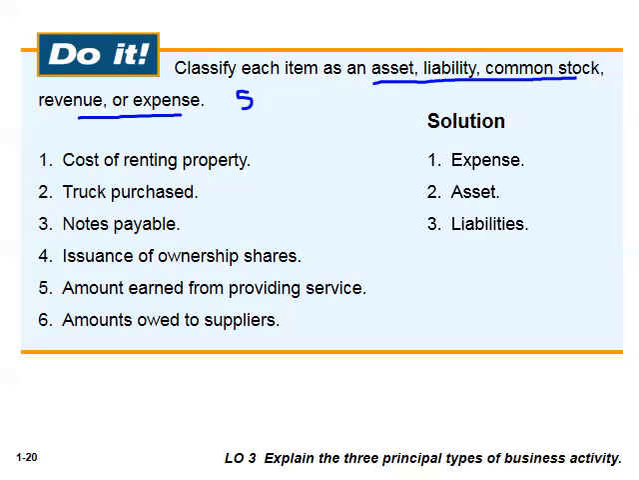Issuance of ownership shares, or stock. When you issue stock in exchange for cash, that's called common stock, which is also called stockholders' equity. And then amount earned from providing a service. So you're an attorney, you provide legal services, that kind of thing. That is called a revenue. And then amount owed to suppliers. What is that? Oh, that key word there is owed. So you owe money. That is a debt or a liability. Again, if you can get those classifications down, it'll make your life a lot easier.